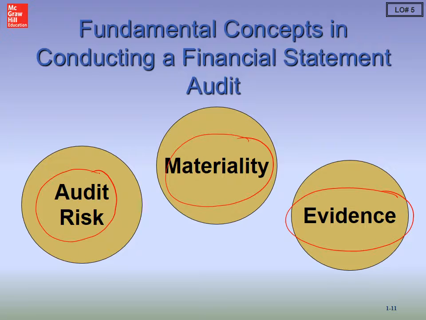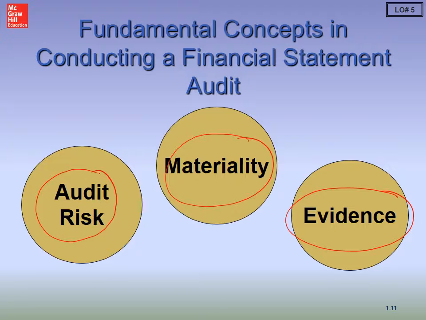This idea of materiality allows us to be more efficient in the audit. If we had to look for 2-cent errors, we'd be there the rest of our lives. We need to be able to look at things that are going to make a difference in the decision-making process of those absentee owners, those users of the financial statements.